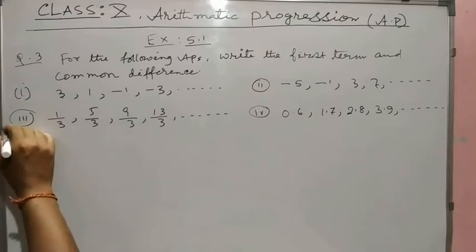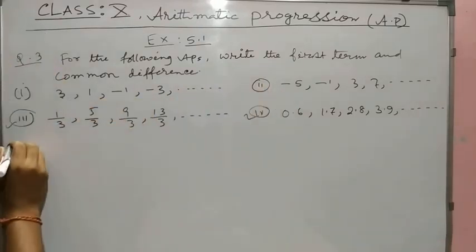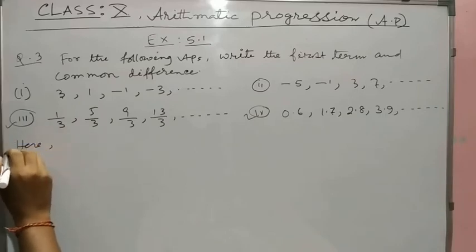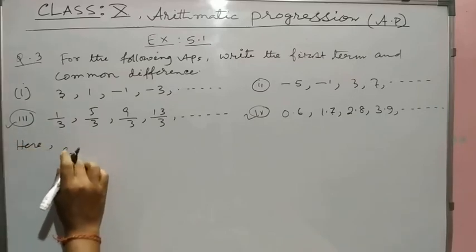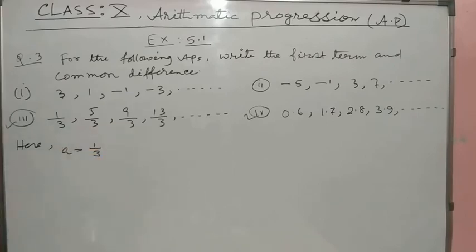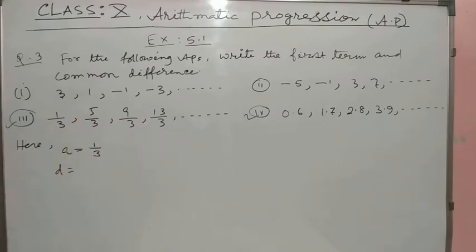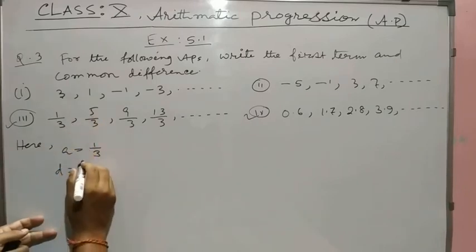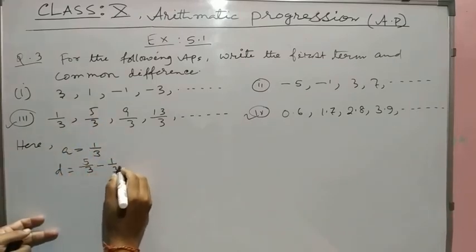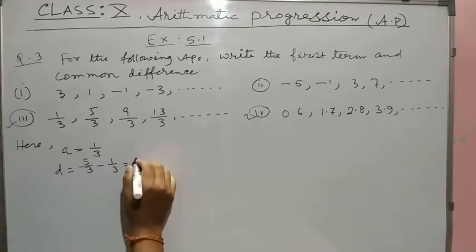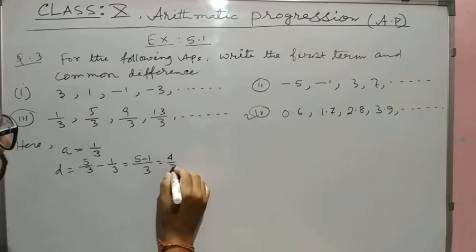So I am showing you this one and this one. These two will try yourself. So here first term means A equal to 1 by 3. And common difference, we know that common difference equal to second term minus first term. We get common difference, or third term minus second term, or fourth term minus third term, then also you get common difference. So common difference equal to second term minus first term. So it will be 5 by 3 minus 1 by 3, that will be 4 by 3.